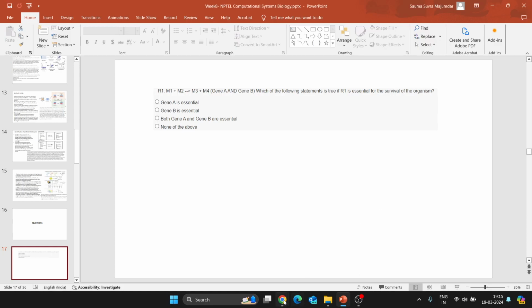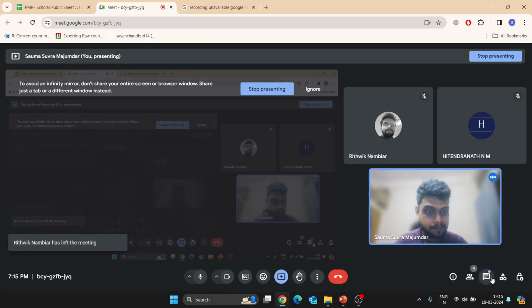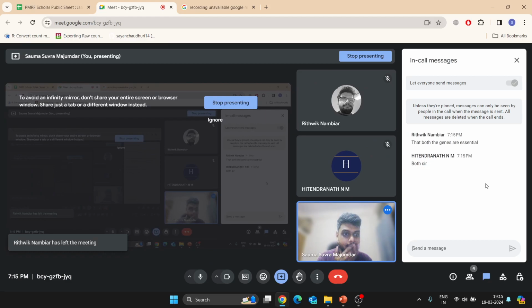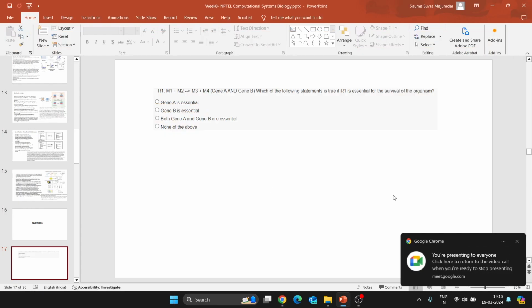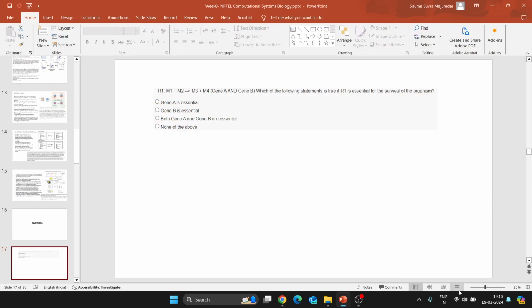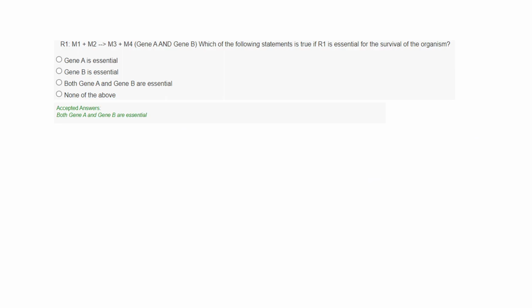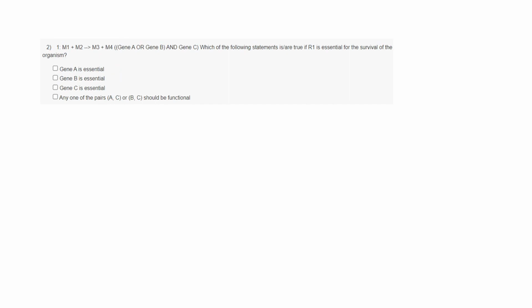Let's see. Do you have any answers? Both the genes are essential. Yeah, it's true. Because for gene A and gene B, this is Boolean logic of AND, meaning you need both for this reaction to occur. So if this is contributing to survival, then you need both the genes. Yeah, that's correct. Moving on.